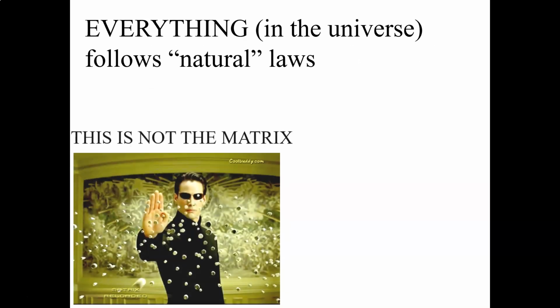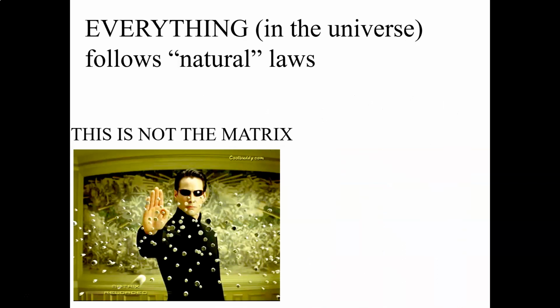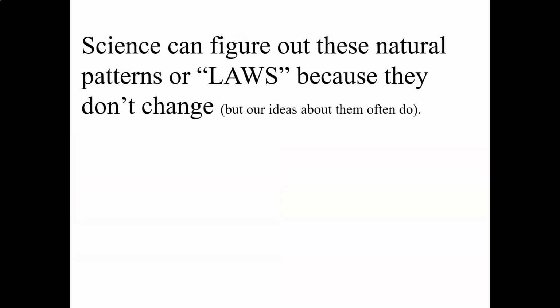So everything in the universe follows natural laws, and as scientists, we seek to understand these natural laws. In the real world, these laws can't be broken, unlike in the Matrix, where he can stop a hail of bullets pulling at him just because he can control the program. In the real world, we can't do that. Science can figure out these natural laws or patterns because they don't change. But sometimes our ideas about them do. Sometimes we have false ideas about them, and then they later get corrected and then often corrected again.